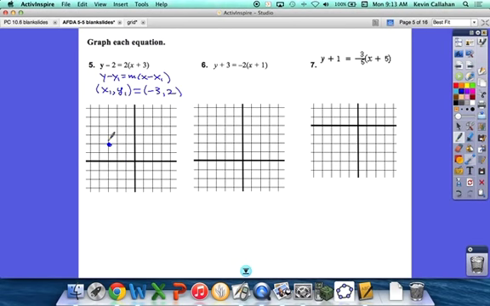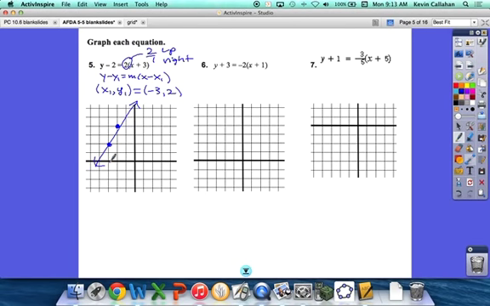And then use the slope, right, to find another point on the line. So how am I going to go from that first point to another point? Up 2, right 1. Right, up 2, right 1. There's your line.